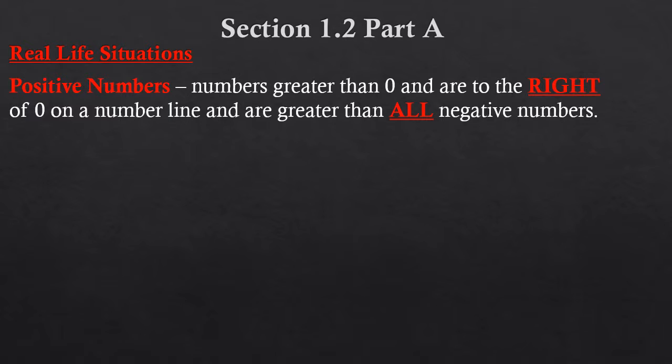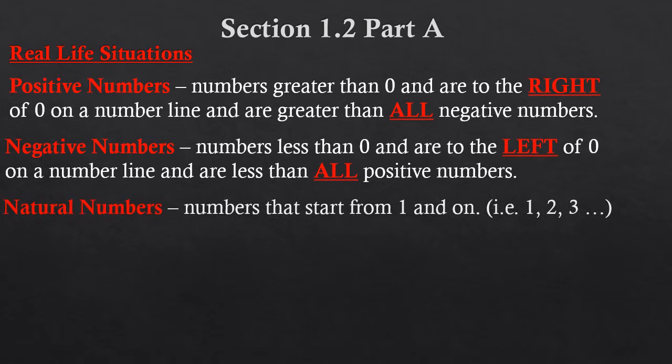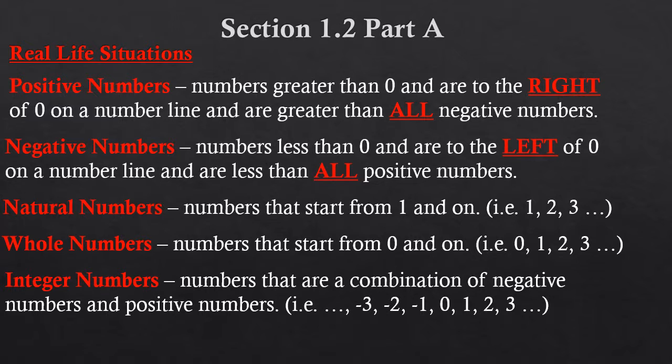Positive numbers: numbers greater than 0 that are to the right of 0 on a number line, and are greater than all negative numbers. Negative numbers: numbers less than 0 that are to the left of 0 on the number line, and are less than all positive numbers. Natural numbers: numbers that start from 1 and on, i.e., 1, 2, 3. Whole numbers: numbers that start from 0 and on, i.e., 0, 1, 2, 3. And integers are basically a compilation of all the negative numbers and positive numbers, including 0, which is neither negative nor positive. It's just 0.